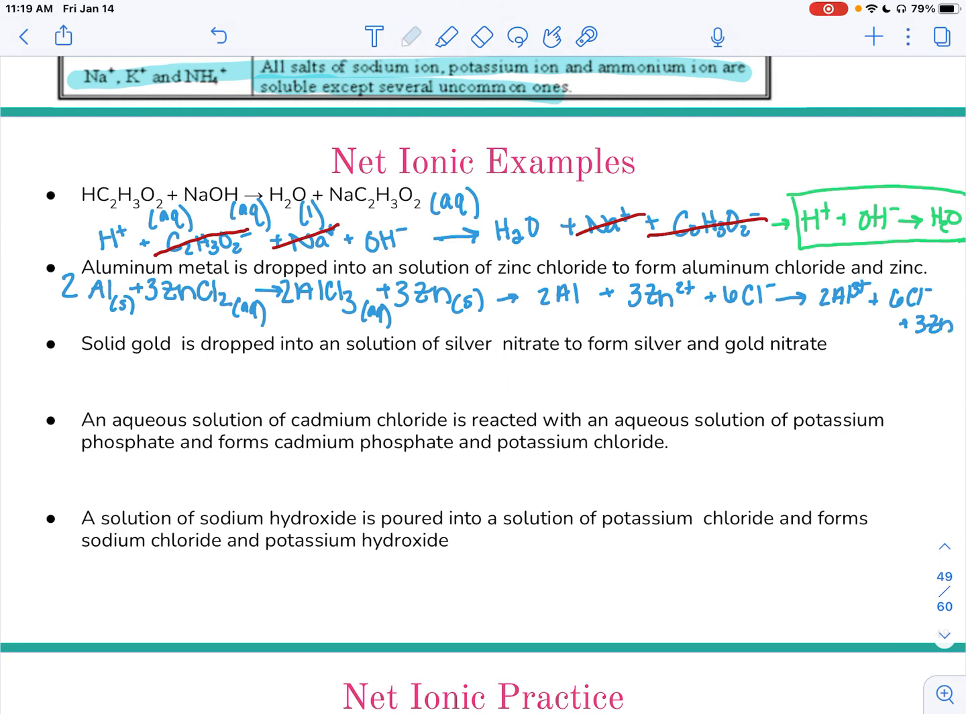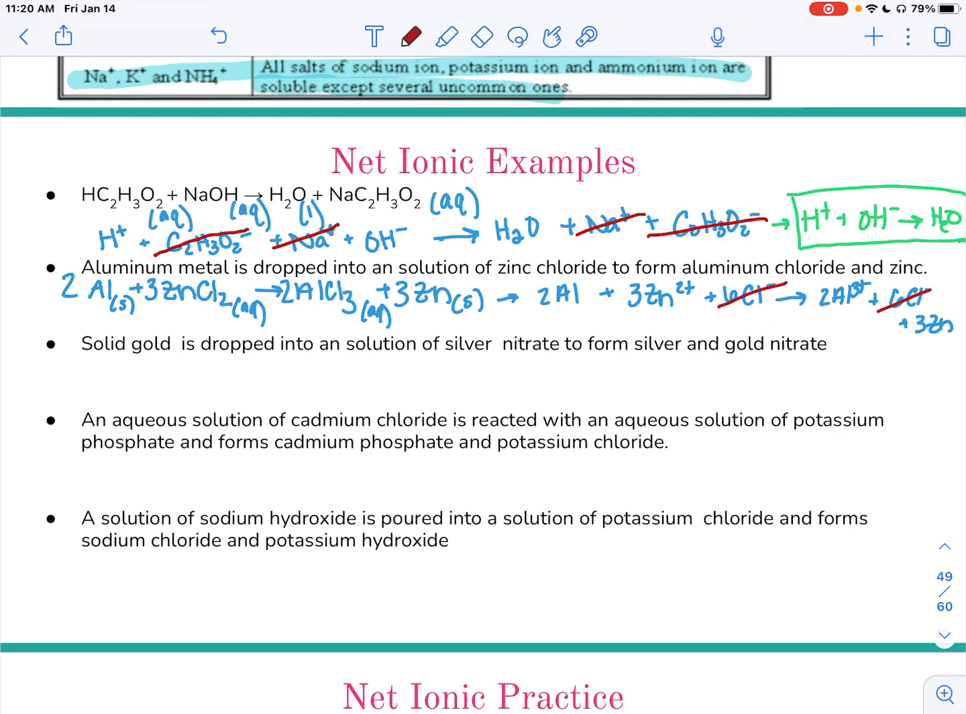So now we can go ahead and cross out anything that shows up on both sides. So here we have 2Al and we have 2Al here, but they are not the same because 2Al and 2Al3 plus. We have 2 aluminum atoms and 2 aluminum ions. Not the same at all. We cannot cross them out. Same for zinc. We have 3 zinc ions here and 3 zinc atoms here, but we cannot cross them out. However, we have 6 chloride ions here and 6 chloride ions here, so we can cross those out.